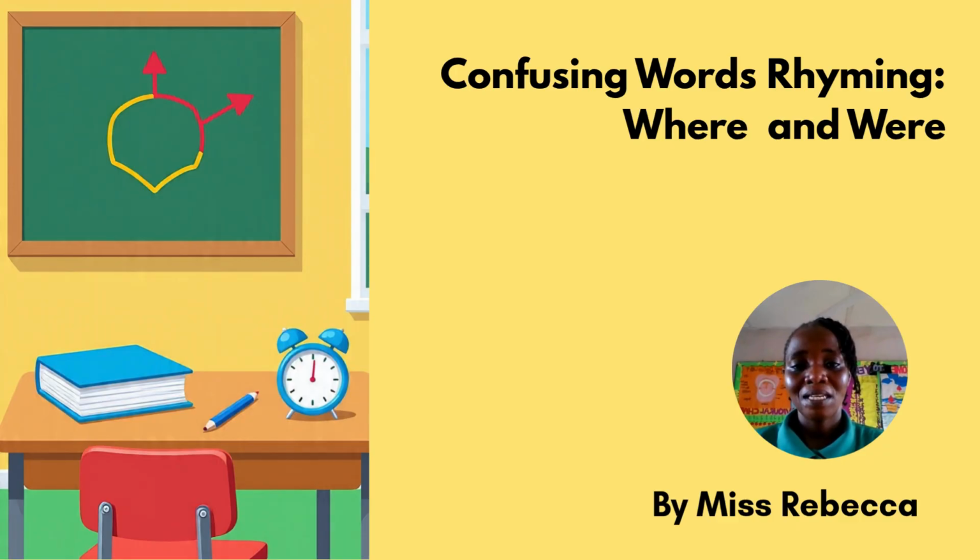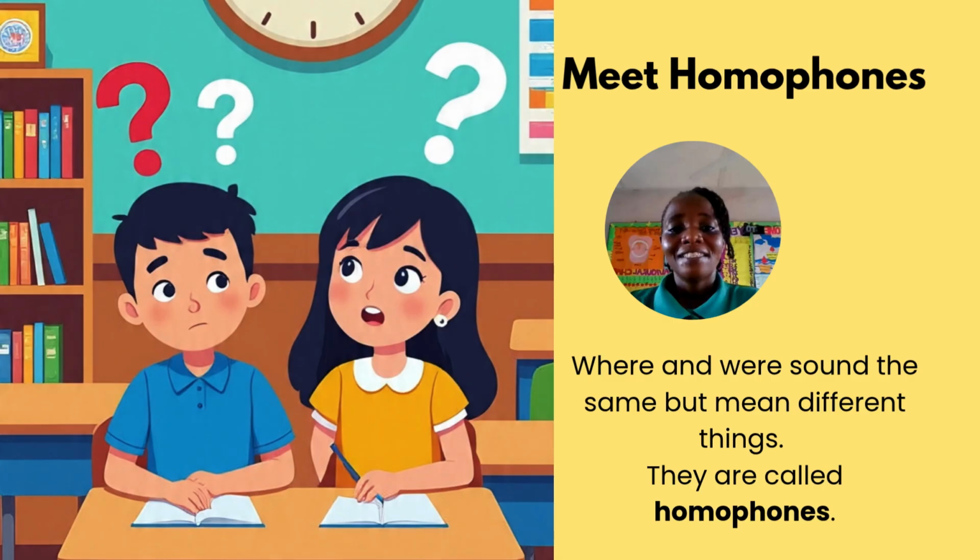Confusing words, rhyming, and we'll be talking basically about where and were. Have fun and enjoy yourself. There are some English words that have the same sound but different spellings and meanings. Such words are referred to as homophones, and examples are where and were. So, the homophones that I'll be talking about in today's class are where and were.